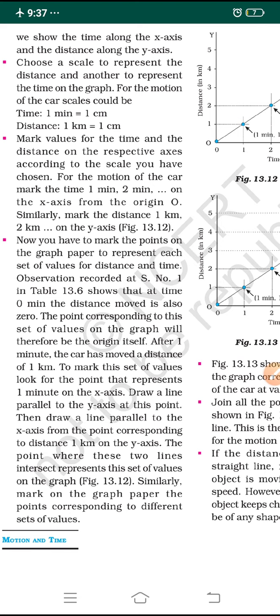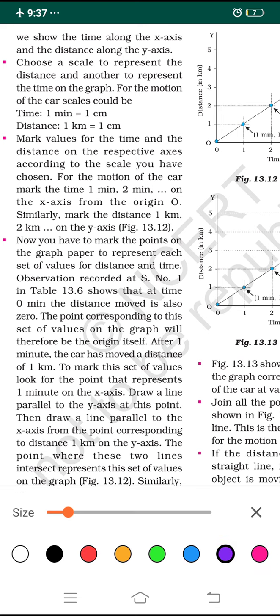See, in 1 minute the car has traveled a distance of 1 kilometer. You have to draw a line parallel to the x-axis from the point corresponding to the distance of 1 kilometer on the y-axis. The time, 1 minute, is along the x-axis, and for that you draw a line parallel to the y-axis. So the distance traveled in 1 minute is 1 kilometer, and for that you draw the parallel lines. Understood what I am telling?